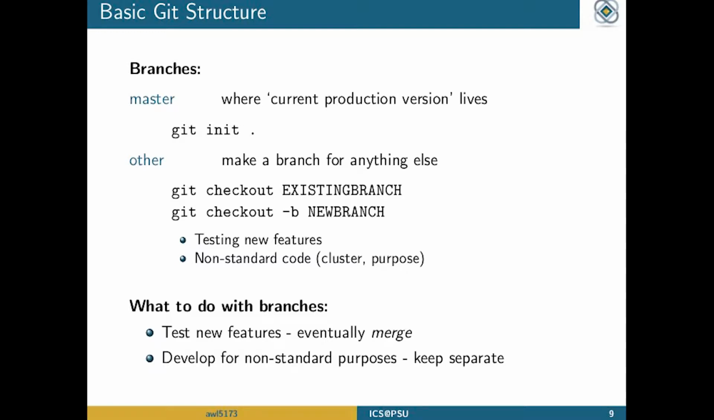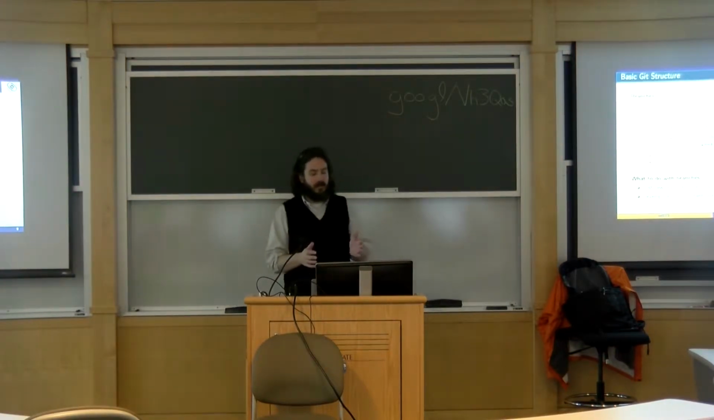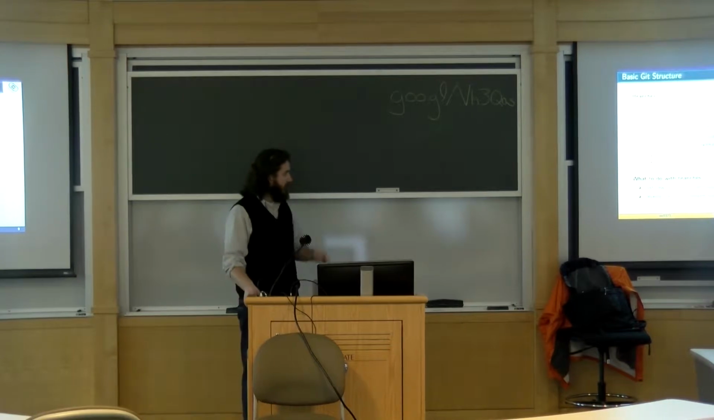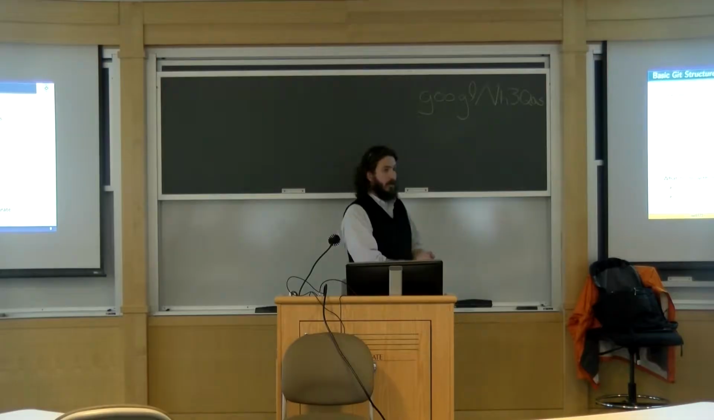But then there's two different things that you can do with branches. If you are testing new features, eventually what you're going to want to do is merge your branch, once you're happy with all of your code changes, all your new algorithms, back to the master branch. Or you can keep those branches separate. So if you're developing for non-standard purposes, either for a different cluster or different types of input files, you could keep these branches always separate. There are some people that try to just bring everything back to the master every night. There are some people that like to have all their branches for all different things. And the reality is there's no right way to do it. It really depends more on your workflow.